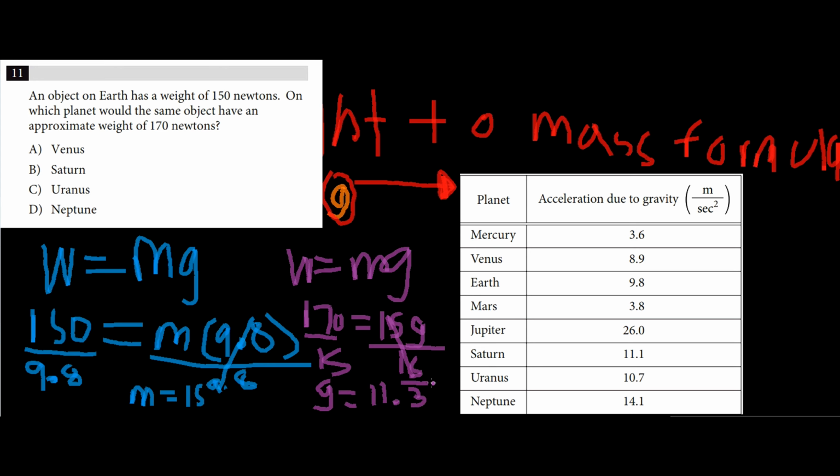And now, if you look up at the table here, the closest planet to 11.3 repeating is Saturn. So our answer is B here. The answer is B.